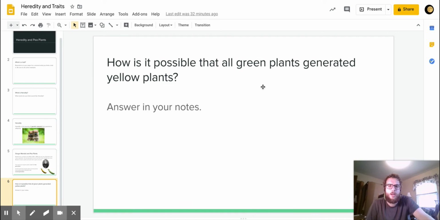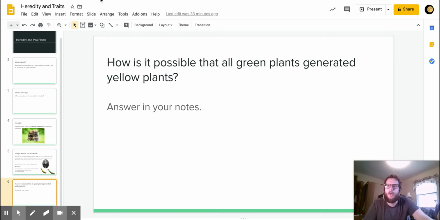If I can, there we go. Okay, so the question that I want you to answer in your notes is, how is it possible that all green plants generated some yellow plants? Think about that first generation, all green, and then he bred the first generation together. He got some green, some yellow. How's that possible? I want you to take a minute, answer in the notes what you're thinking, and then we'll continue from here.